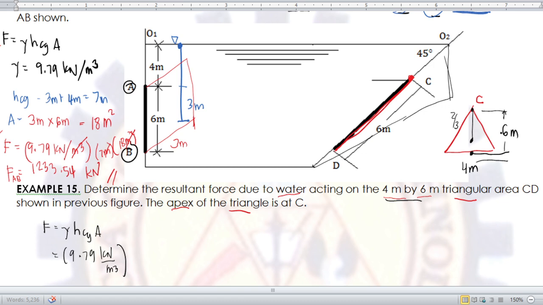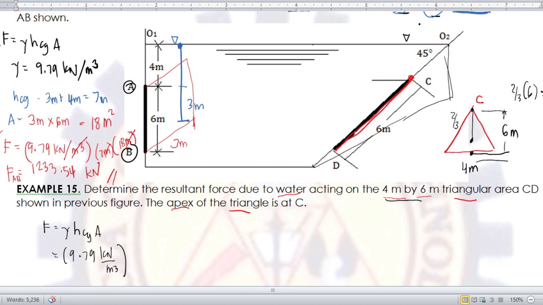Okay? So which means that 2/3 of 6 meters is how much? That is 12 divided by 3, that is 4. Is it correct? 4 times 6, yeah, that is 4. Okay? 4 meters. So that means that this is 4 meters. Now, what will be the distance from your free surface? This is our free surface, class.